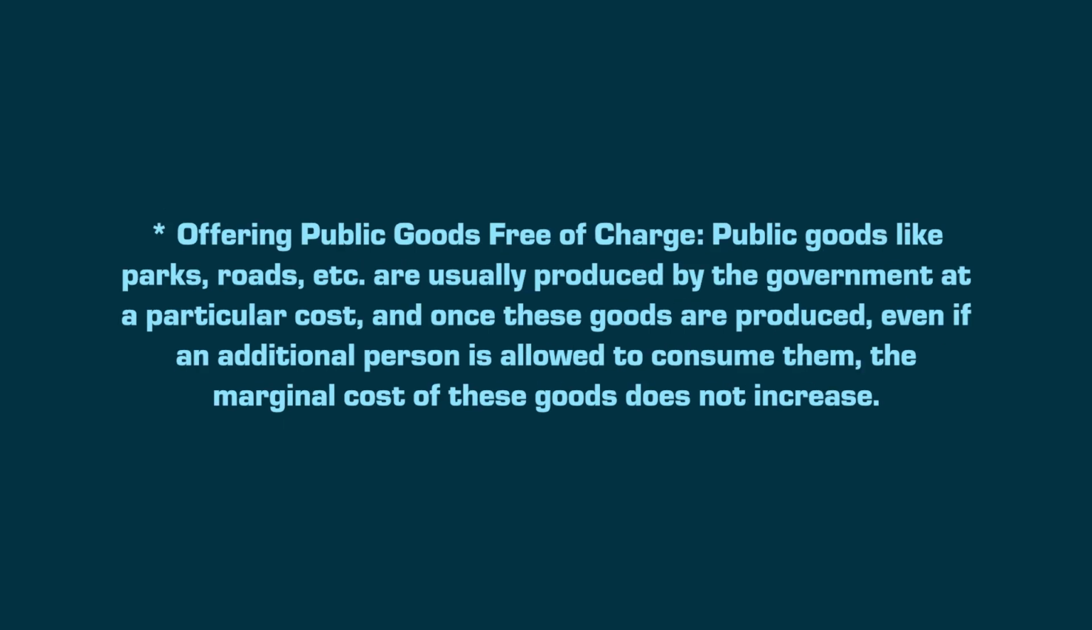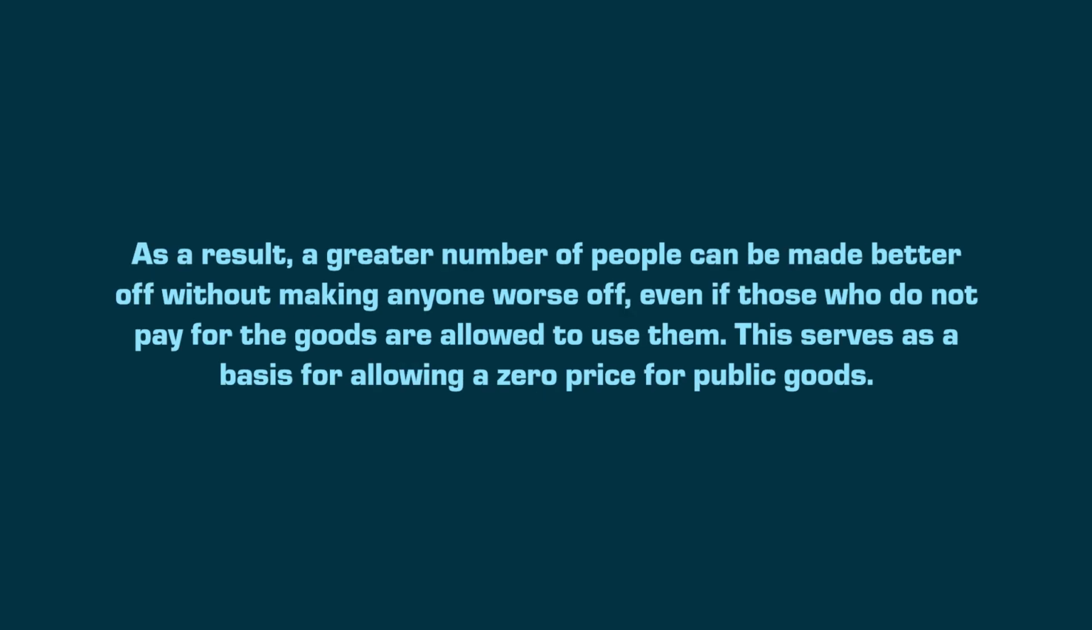Now, one more measure of correcting market failure can be offering these public goods free of charge. Public goods like parks, roads, etc. are usually produced by the government at a particular cost, and once these goods are produced, even if an additional person is allowed to consume them, the marginal cost of these goods does not increase. As a result, a greater number of people can be made better off without making anyone worse off, even if those who do not pay for the goods are allowed to use them. This serves as a basis for allowing a zero price for the public goods.